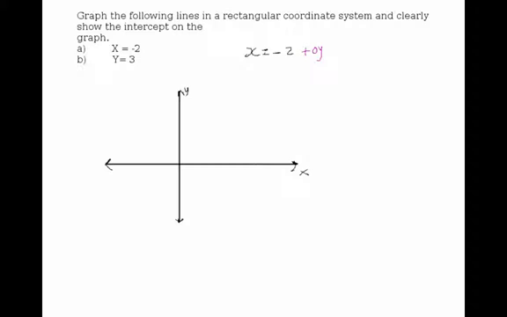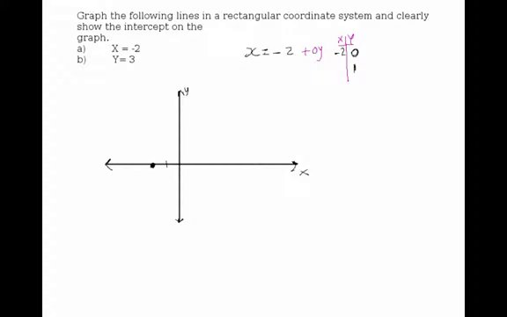Remember, to graph a line, I need 2 points. So I'm going to make a little chart here. Ask myself, if Y is equal to 0, what is X? -2. So I find 1 point already. If Y is equal to 0, X is equal to -2, which my graph passes through this point here. Now, if Y is equal to 1, can somebody tell me what X is?